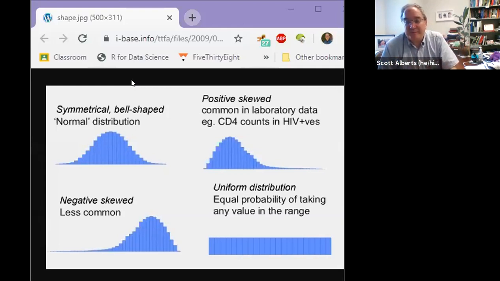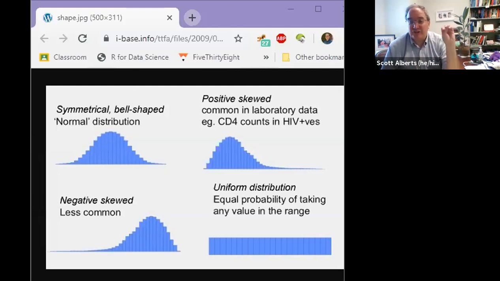The final shape I want to mention is just a uniform distribution, which is this idea that it's pretty even across the whole distribution. If you think about things like dice or picking a card out of a deck or spinning a wheel or whatever that is, that's where you get the uniform distribution. In nature, actually, most things are one of the top two distributions that I have here, either a symmetric normal shape or with the skew in the one direction, life expectancy, income, things like that.